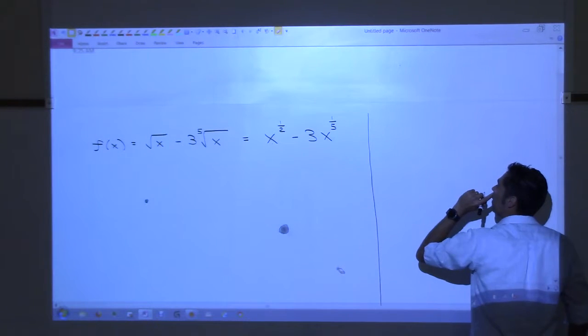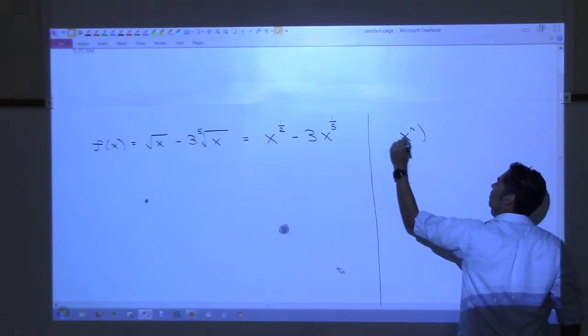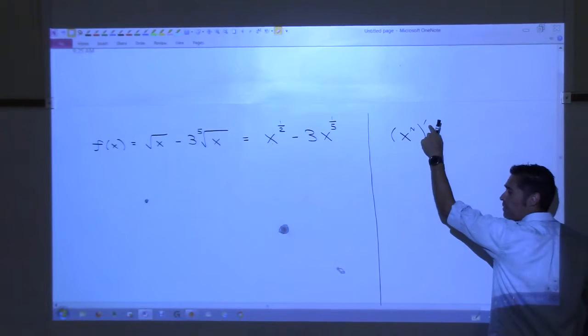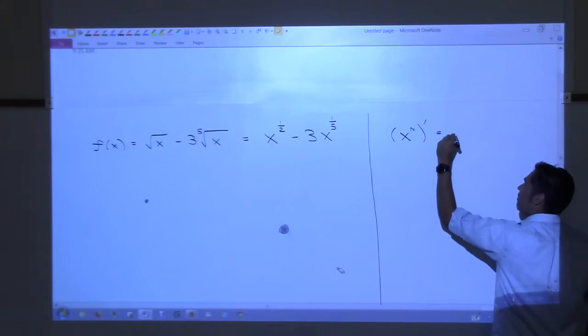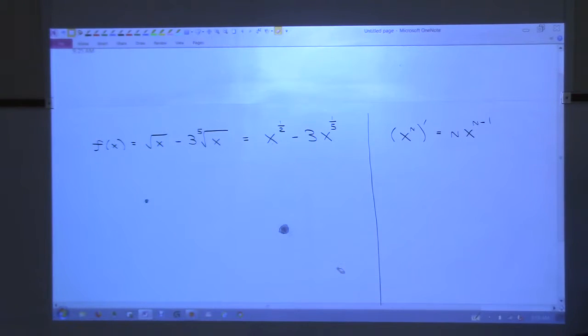Let's think about something here. Let's recall that if you had x to a power in Cal 1 and you took the derivative of it, what happened? The power came down, and then we subtracted 1 from the power. That was the power rule, wasn't it?